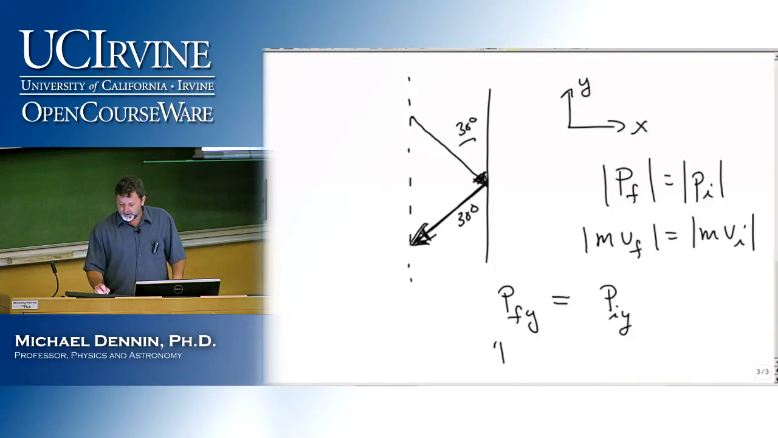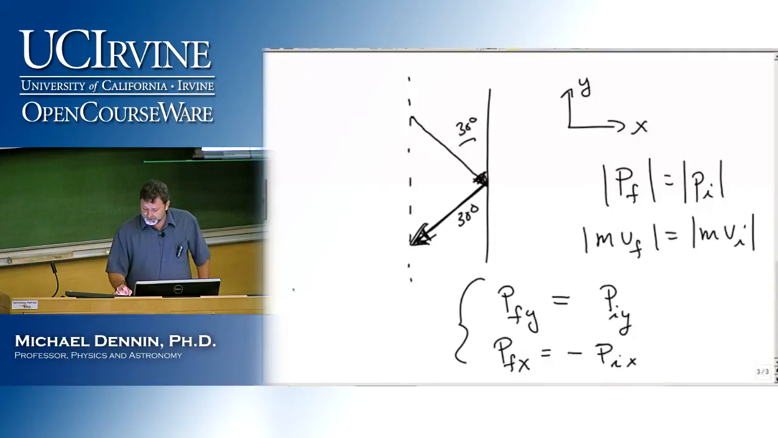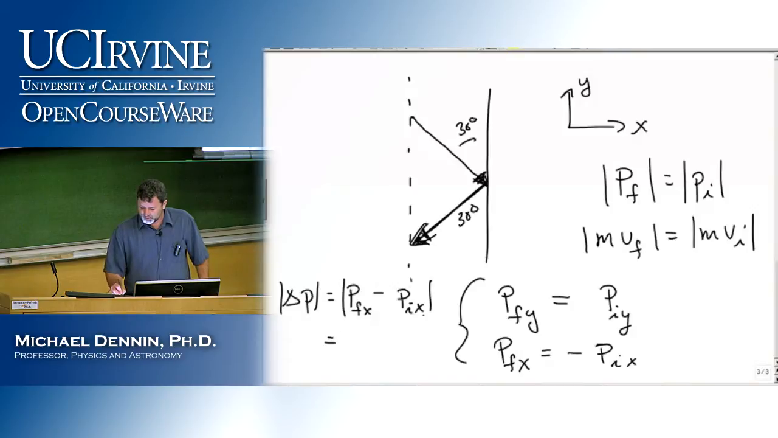What's true about p final x related to p initial x? Now they're equal but opposite, right? So that is a negative. So now what I have is the only change in p is the p final x minus the p initial x, and they're equal and opposite. So in magnitude, it's just 2 times the magnitude of p initial x.